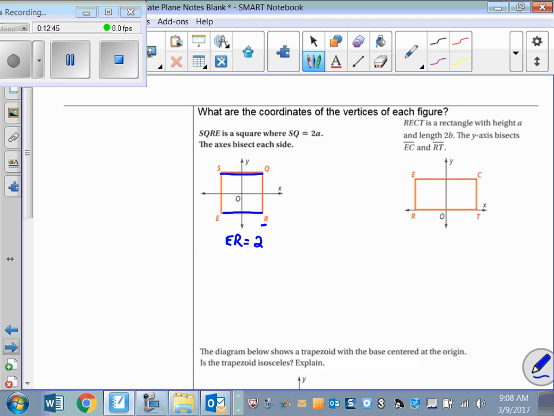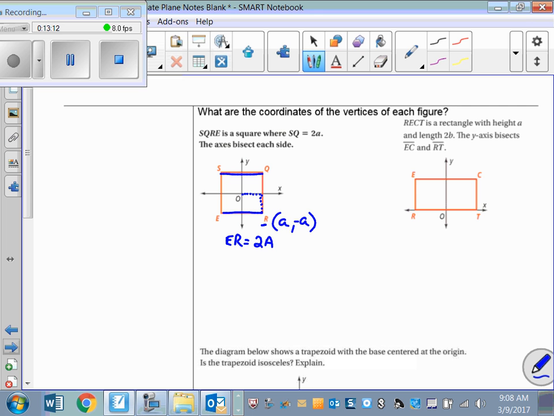If SQ is 2a, then I also know that ER is 2a, correct? So that means half of it would be a. So that means I have to come over a units to get to R. Each side is actually 2a. So that means I have to go to the right a units and I have to go down a units, right? If that whole side length is 2a.